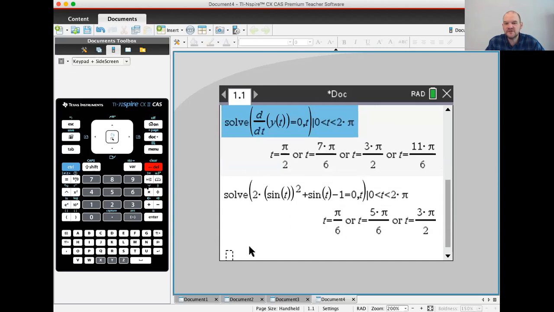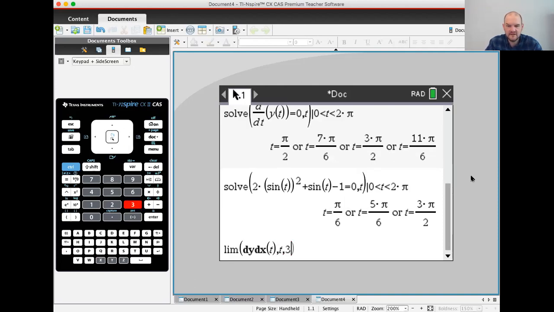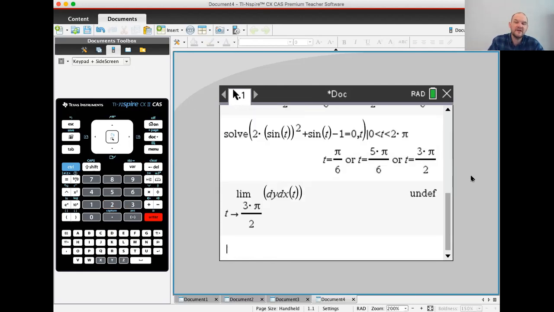Okay, here's what we had wanted, right? dy/dt equals 0, dx/dt equals 0. You can see 3 pi over 2 shows up in both of them. So now let's do the limit of dy/dx of t at 3 pi over 2. I think it doesn't exist. It's undefined because you're going to infinity, so it's actually a vertical tangent line there. In my notes, I'm writing that the limit does not exist, therefore vertical tangent there as well.